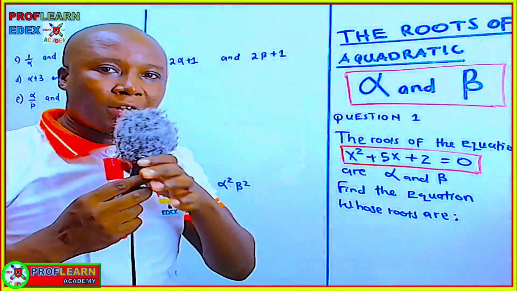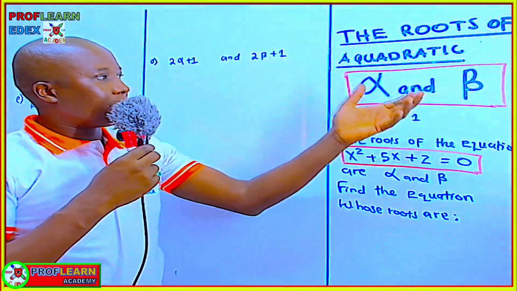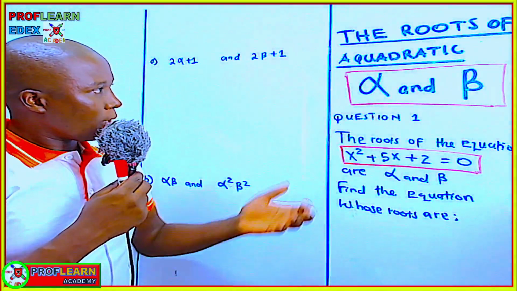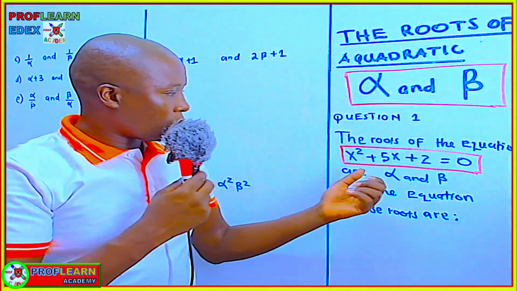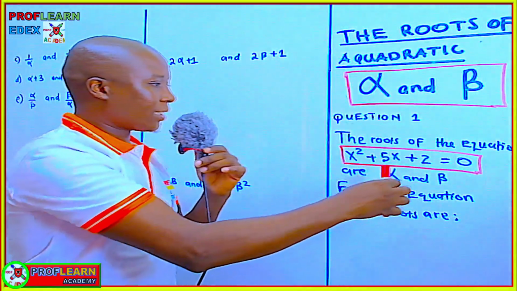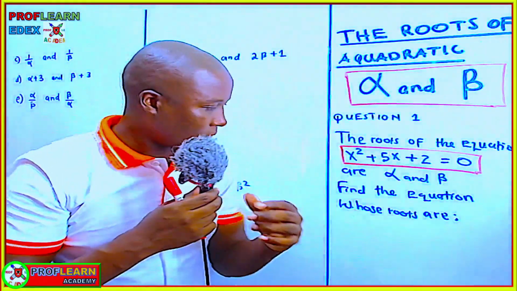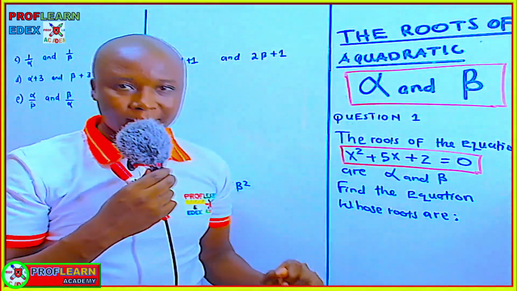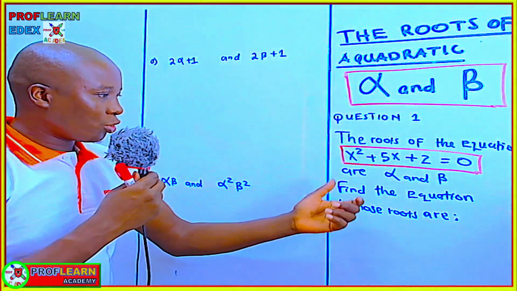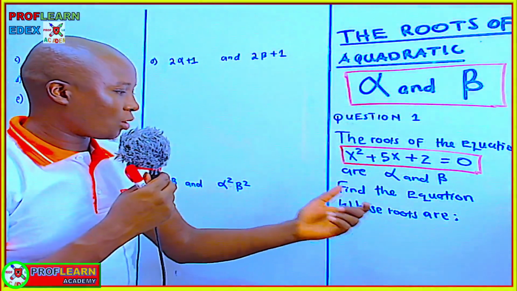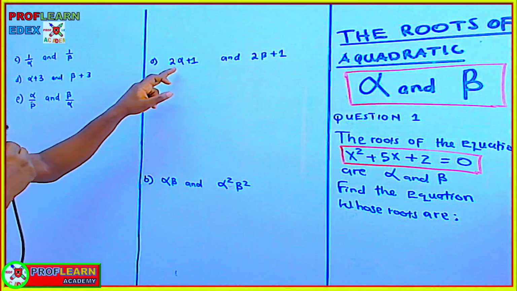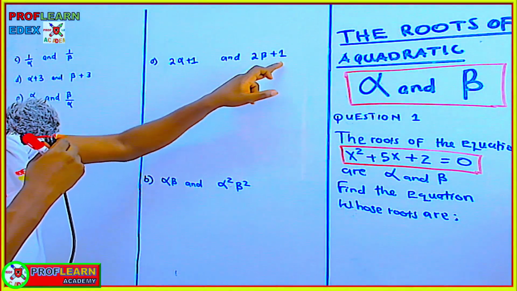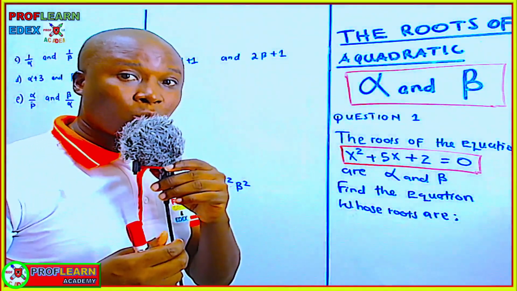In the exam of Further Pure Maths, you may find you being asked questions like this. Do you know how to work out these kinds of questions? You are told that the roots of the equation x squared plus 5x plus 2 equals 0 are alpha and beta. So you are told, without solving, find the equation whose roots are 2 alpha plus 1 and 2 beta plus 1. How are you going to work out this question?